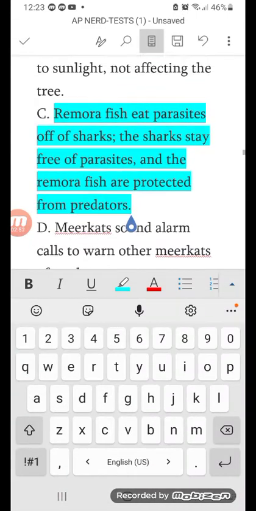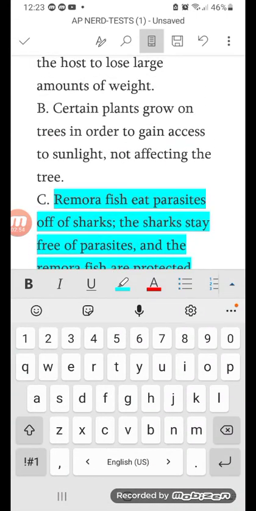But let's go to the one before. Certain plants grow, what do you call this? Plus and zero, meaning one benefits, the other one is not affected nor harmed. Okay? Commensalism. B is commensalism.